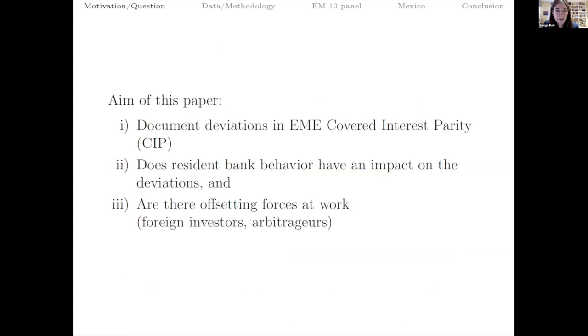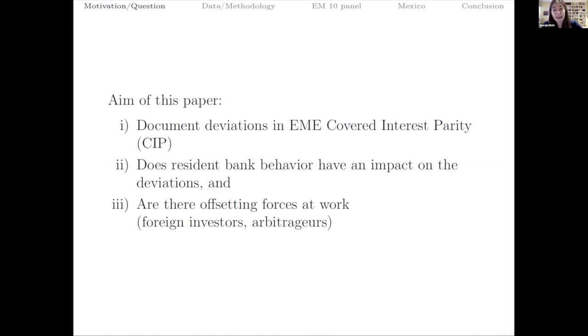Okay, so let's move to the goals of the particular paper. The first goal is just to document deviations in emerging markets' CIP deviations, and really try and focus on that sector rather than the developed market currencies, which dominate the discussion of this issue. The second goal is, if we do see deviations, which we would expect to see, do the resident banks have an impact on that deviation?